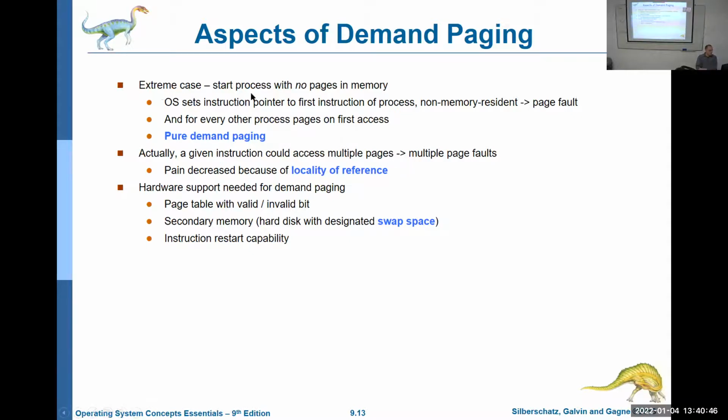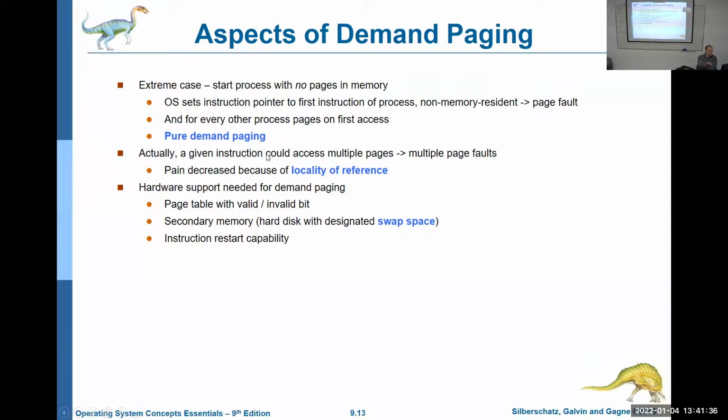So, extreme case: start the process with no pages in memory. The operating system sets the instruction pointer to the first instruction of the process. So we're already at the first line of the program, and it's not there. It's non-memory resident, so we get a page fault, and then we have to go load the page up, and then we'll restart the process and run it again. And every time the process accesses a new page, on the first time it accesses something from that page, we have to bring in the whole page.